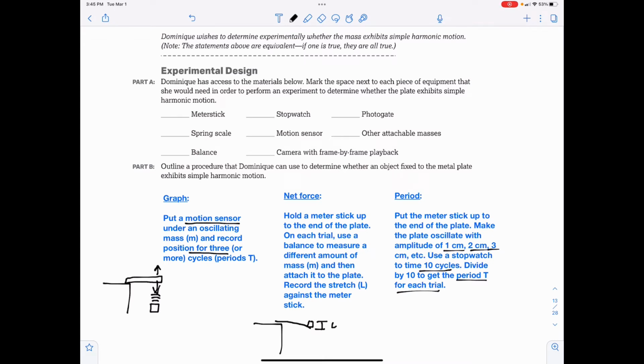So using that, we can see we used a motion detector, so let's go ahead and click that. We used a meter stick, so click that. We also used a balance. Keep in mind a spring scale held up vertical will also allow you to determine mass too, so either one of those is fine. Use a stopwatch to time for 10 cycles. So make sure you write about it first, and then go back and check off the appropriate ones.